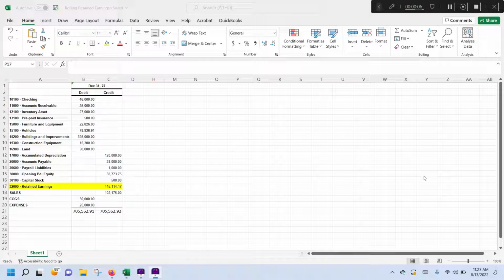In this lesson, I'll be covering the retained earnings balance, in particular, rolling retained earnings. So, what we're going to start off with is the current year, which we're going to assume is December 31st, 2022.